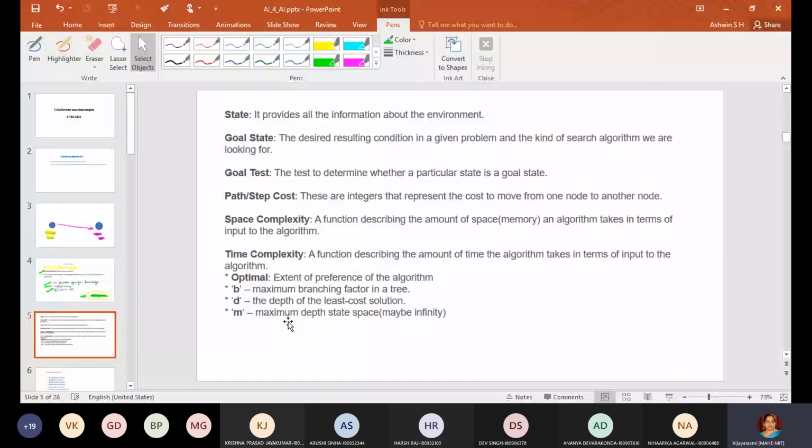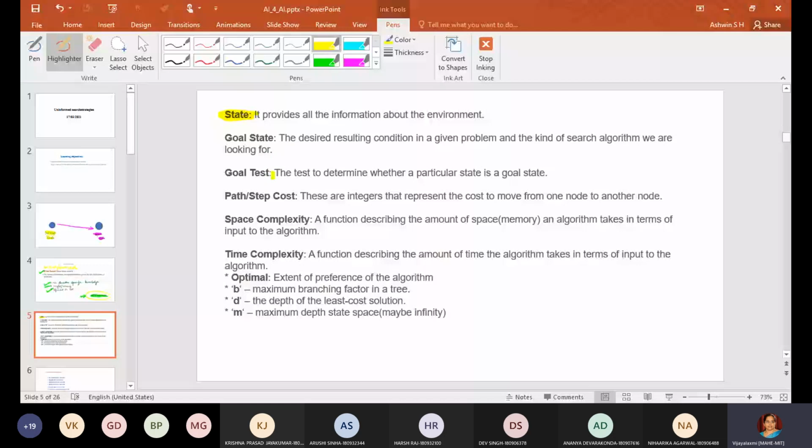Before I explain uninformed search, I will tell you some terms. The first one is state. All of you know what a state is. It provides all the information about the environment: start state, goal state. So you will get the information about the environment. Then what is goal state? This is where we have to reach.